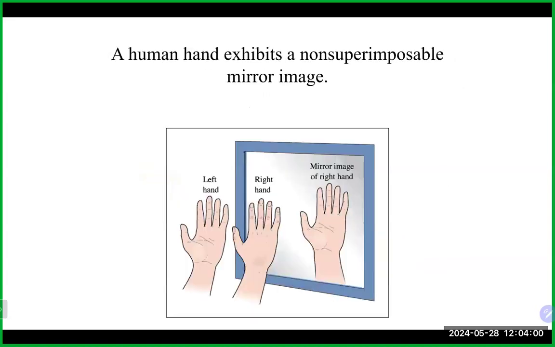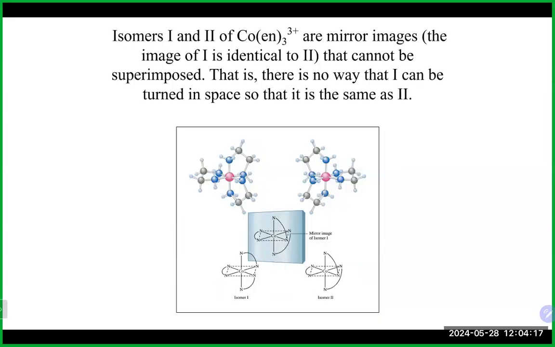And there's our hands there. And again, our hand's mirror image will not superimpose. There's always going to be something that is not going to fit right. Again, thumbs on the correct side, but palm up, palm down, not going to fit correctly here. So if we look at this one here, and this is a mirror image, the images of 1 and 2 are identical.